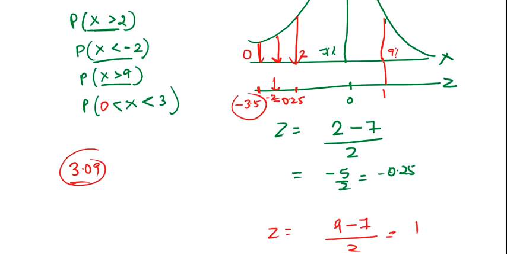So let us see the first one, that is the probability for x greater than 2.